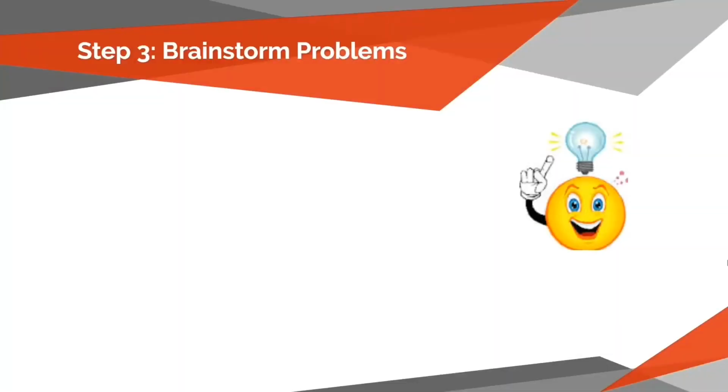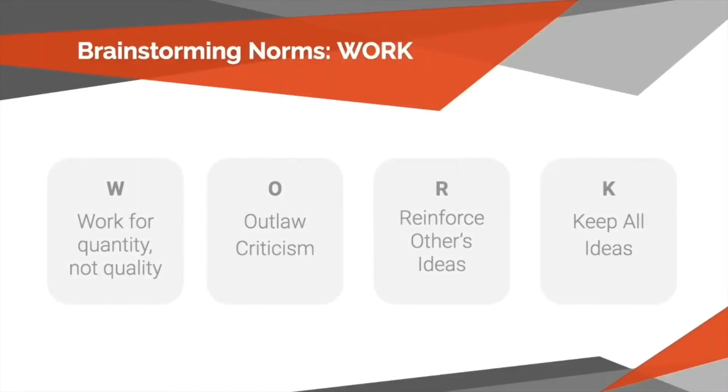Step 3 is to brainstorm topics. For a few meetings, brainstorm problems. Now let's learn how to work effectively and identify a unique problem to solve in the area of focus. To do that, we need to learn how to brainstorm and listen to each other's ideas. Let's look at the WORK acronym.